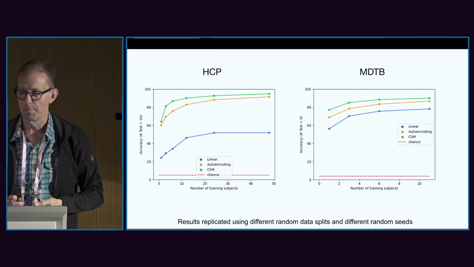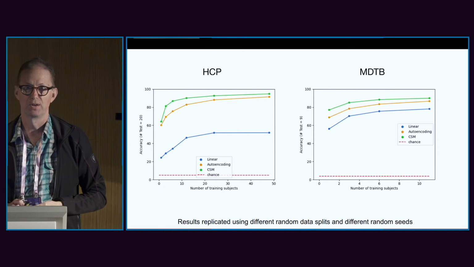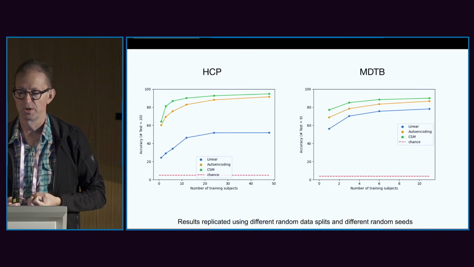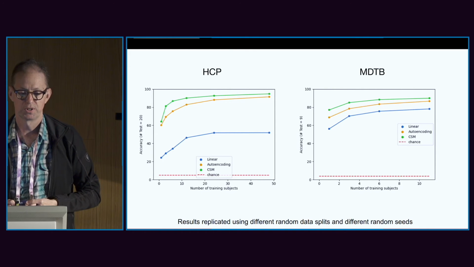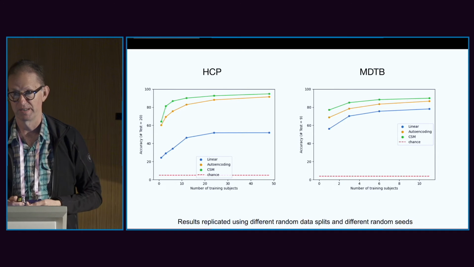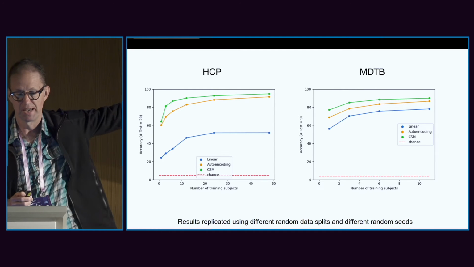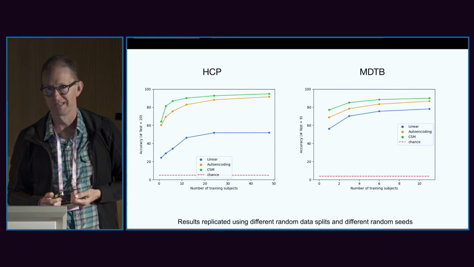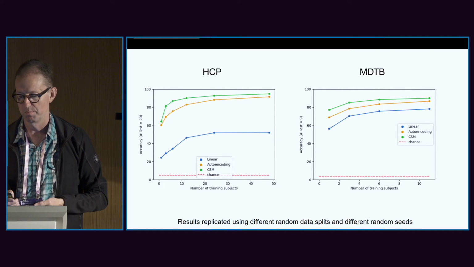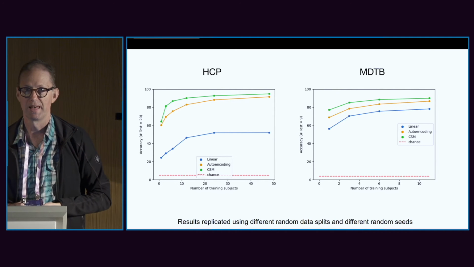But you can see that we do substantially better using both the autoencoder and the causal sequence model approach. They asymptote not perfectly, but they actually do asymptote much better than the linear model. And the causal sequence model ends up in general doing a little bit better than the autoencoder, though both do substantially better than the linear model.